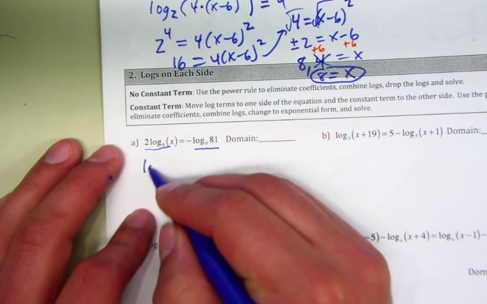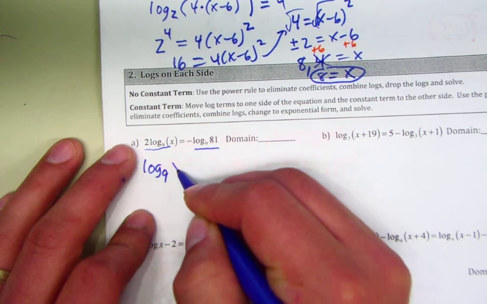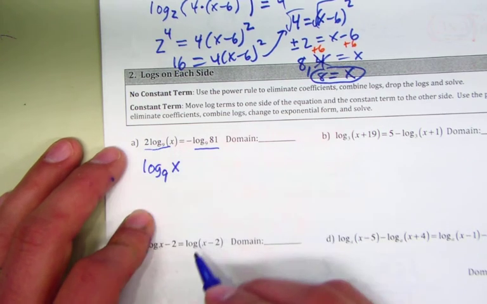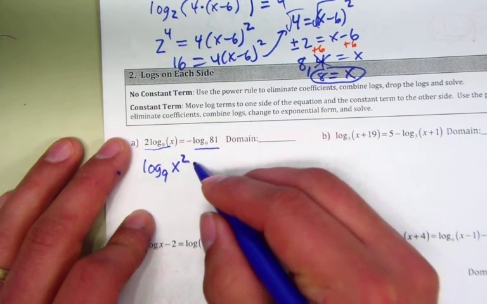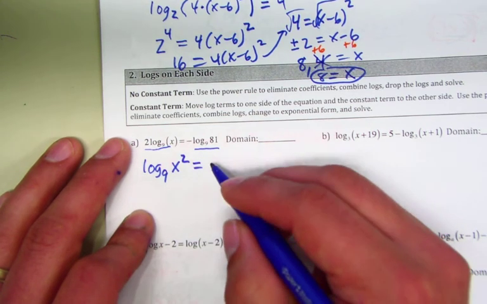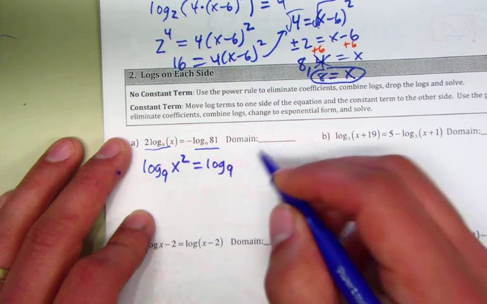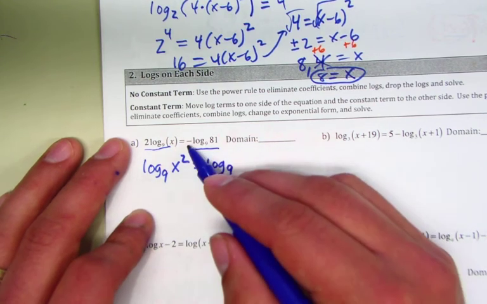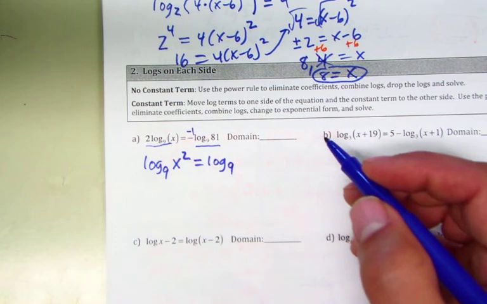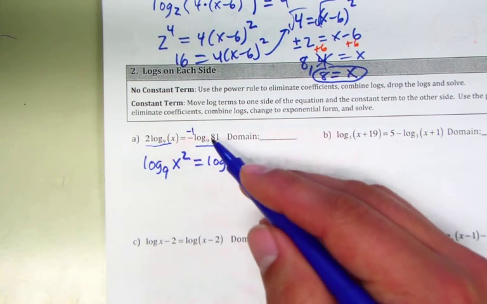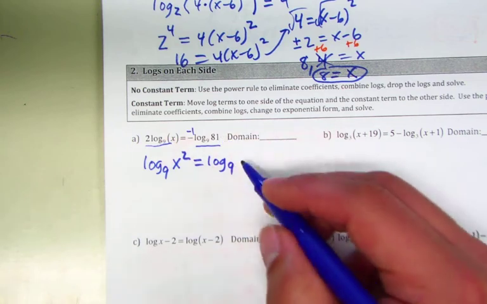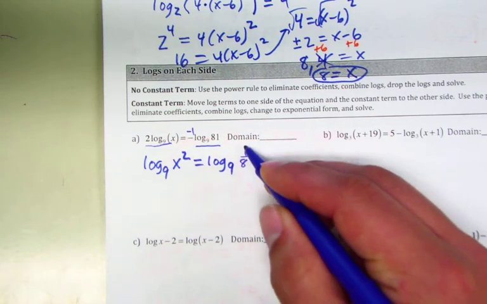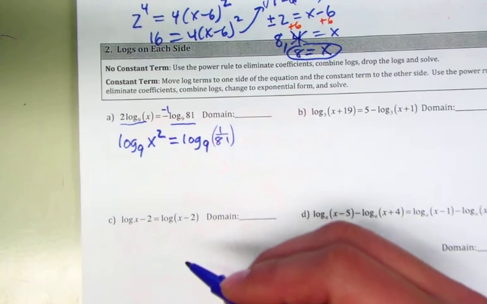Okay? So over here, this is log base 9 of x. What's this 2 really doing here? So it's an exponent of x. Good. And that equals log base 9. What's this minus 1? Remember, this negative 1 out here is really doing what? It's the exponent of 81. Right? So what's 81 to the minus 1? 1 over 81. Very good. That's tricky, but I think you guys are getting pretty good at this.